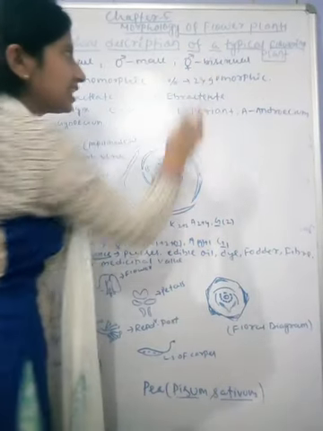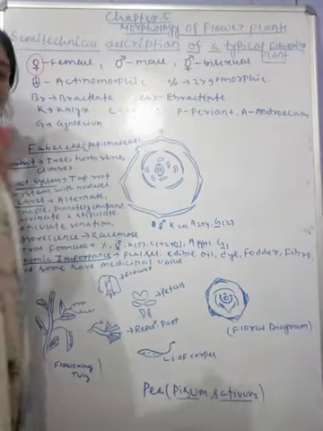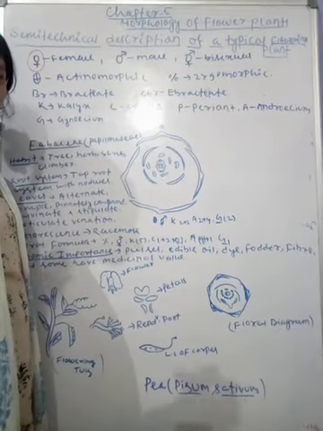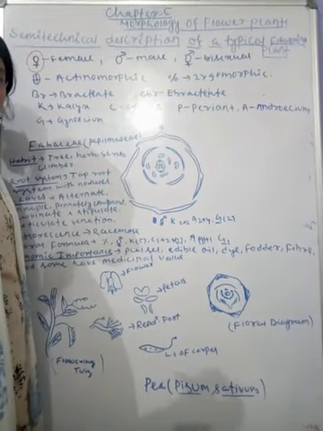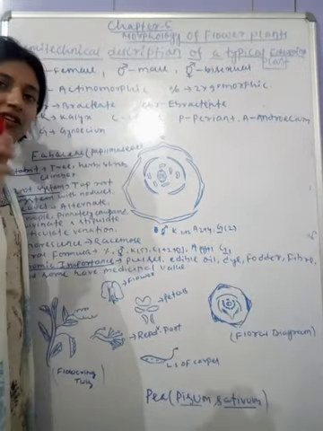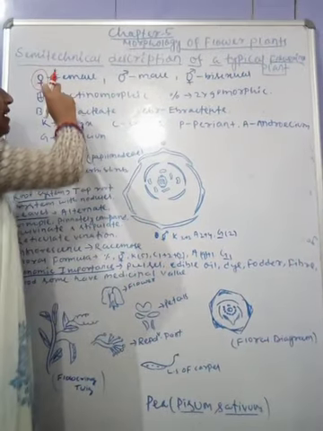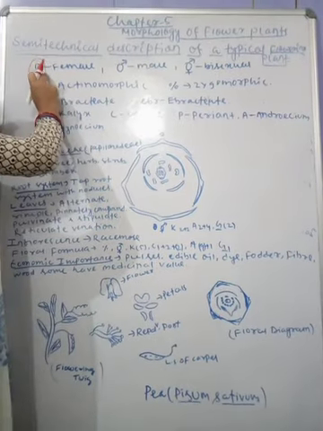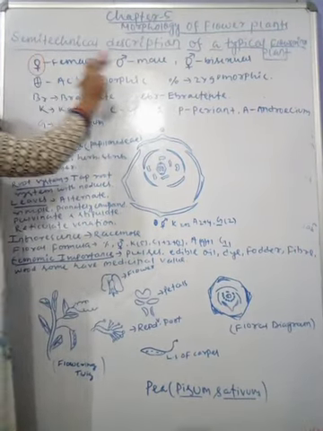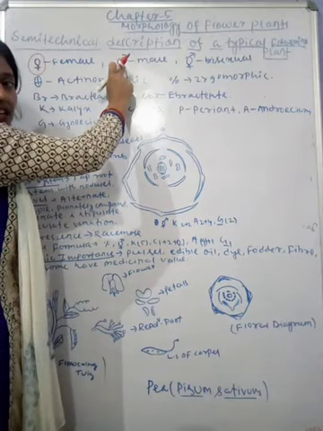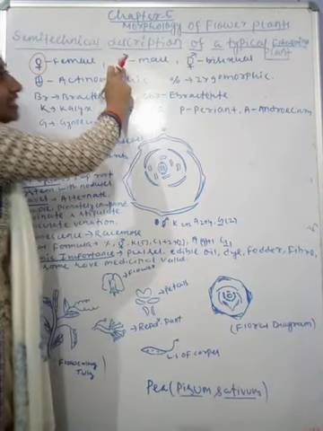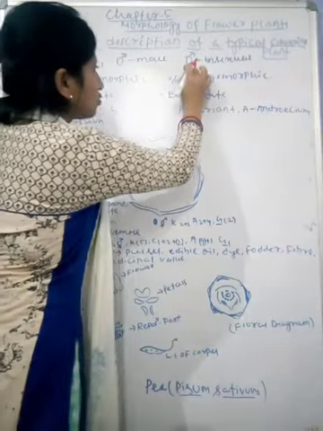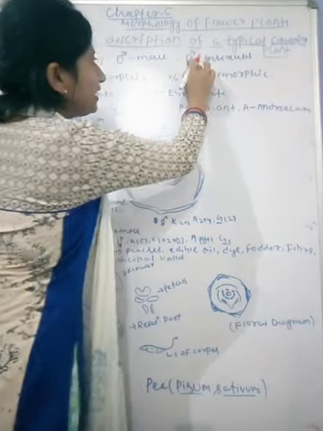represents a bisexual flower. As we know, some flowers are unisexual, some are bisexual. Some flowers contain only the female part, some contain only the male part. That's why, if the flower contains only the female part, we denote it with this sign. If it contains only the male part, we denote it with this sign. If the flower is bisexual, we denote it with this sign.